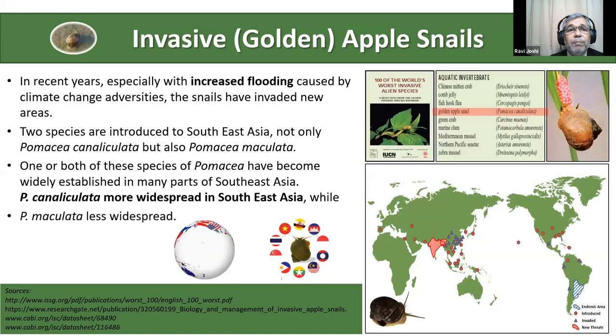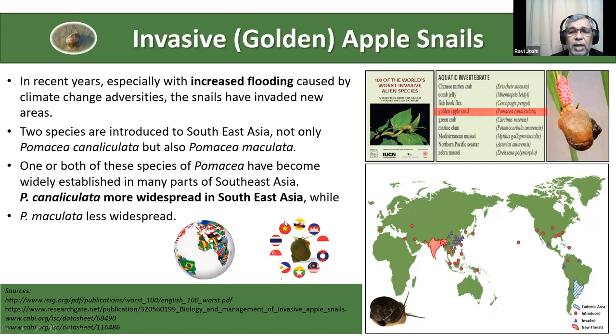The third important thing, which is a problem that we observe and which is still continuing to be very serious, especially in the current time because of the increased flooding, is the invasive apple snail. I've been working on invasive apple snails since the first time it came to the Philippines in 1987. And since that time, I have been working with many countries on invasive apple snail.